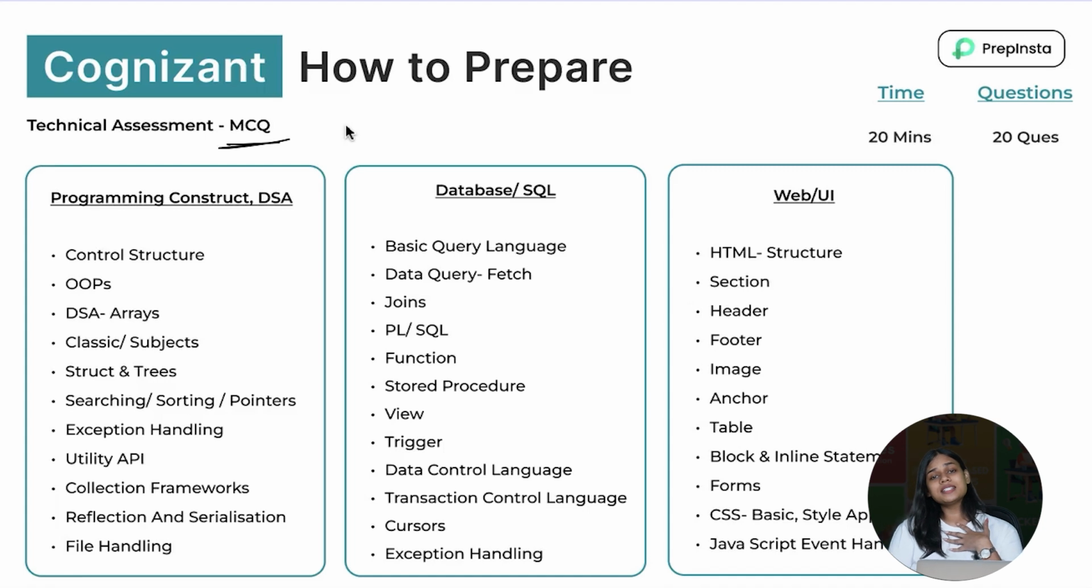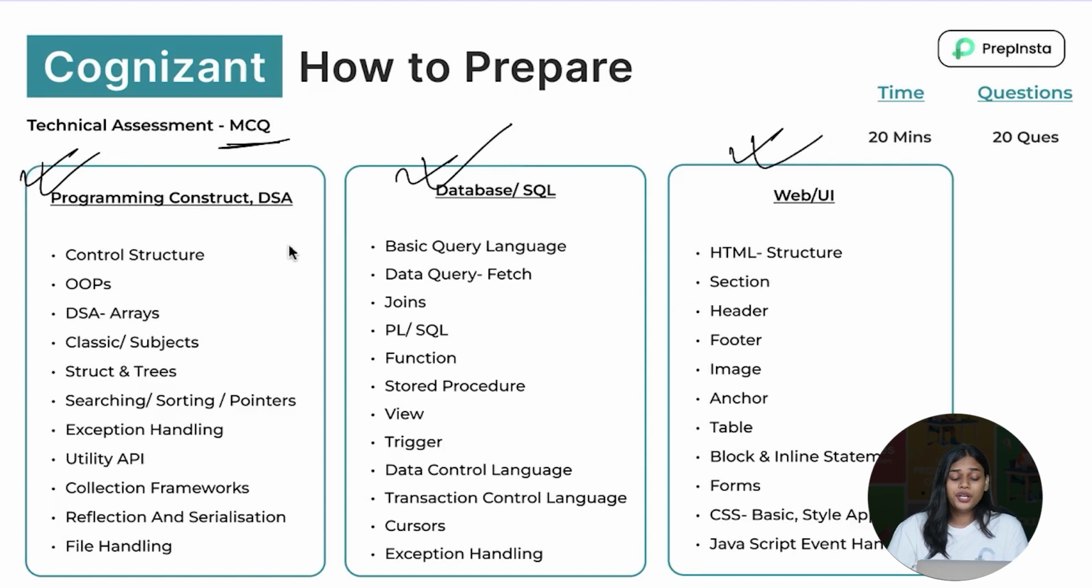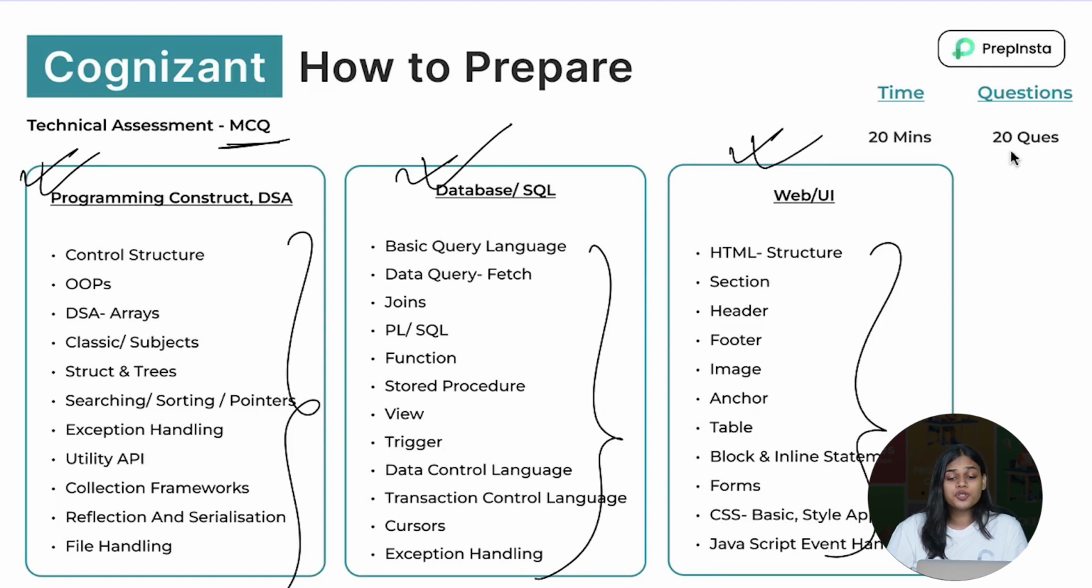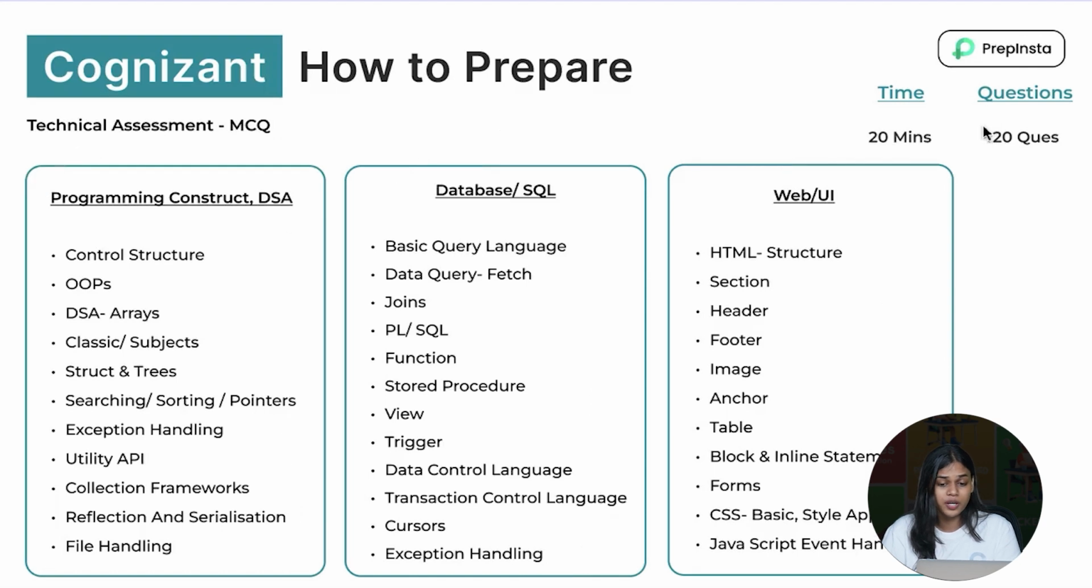Why did I say that DSA is important? Because you will get questions from DSA in the form of MCQs. So, programming constructs and DSA, database and SQL, and web or UI. You're going to get MCQs from all of these topics, guys. You're going to get 20 questions, and sorry, there are more questions. I haven't made the changes here.